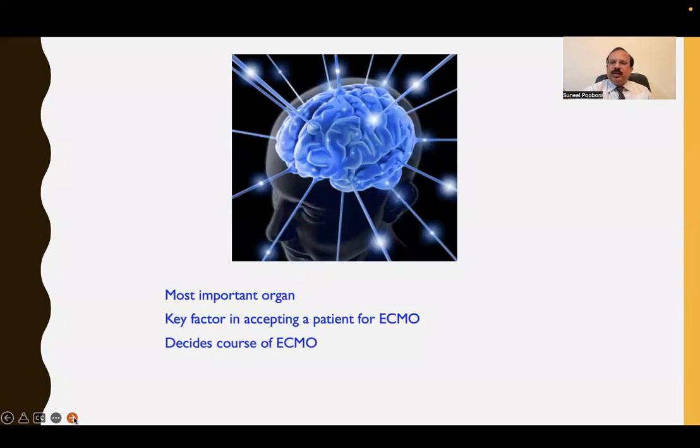The key factor in accepting a patient for placement on ECMO is the neurological status, really, making sure that they haven't got any intracerebral bleed or intraventricular bleed, which could be made worse on heparinization. It decides the course of ECMO too.